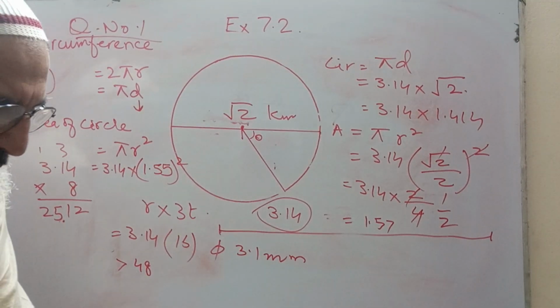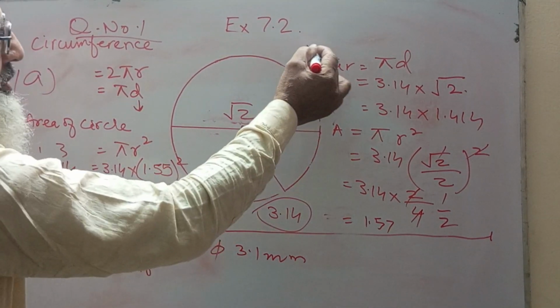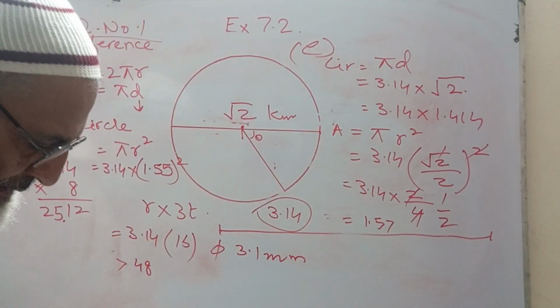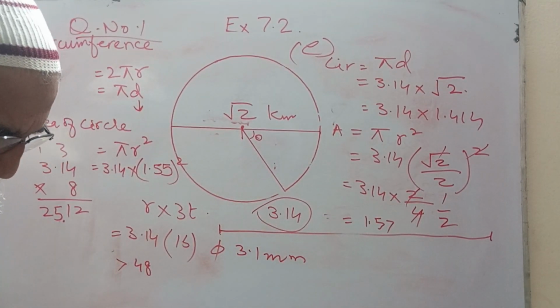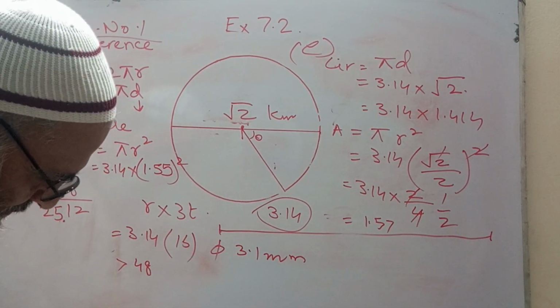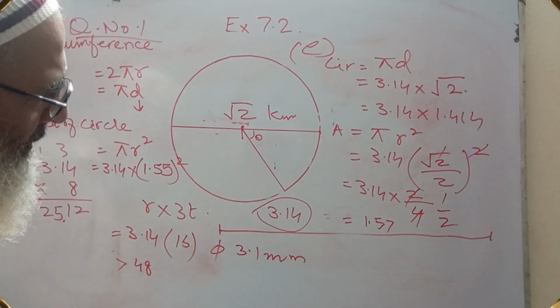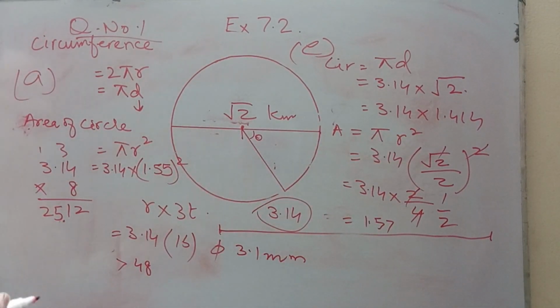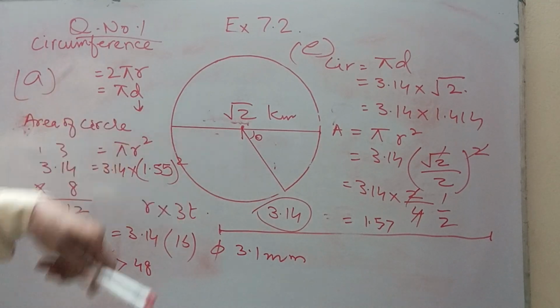This was part E. So my dear students, you saw that question number 1 was very easy, and I have already given you 3 examples to solve these questions. Now let me check it. This is okay, and this you have to calculate. Okay. Now this is the end of question number 1.